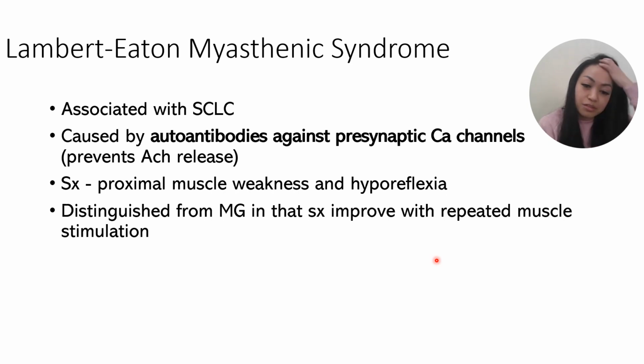Okay, so again, to summarize, Lambert-Eaton myasthenic syndrome is associated with small cell lung cancer, and it's also an autoimmune condition whereby the immune system produces autoantibodies against the presynaptic calcium channels, leading to decreased acetylcholine release into the synapse. So if acetylcholine is not being released in the synapse, then we're not going to stimulate the postsynaptic membrane. We're not going to get muscle contraction.